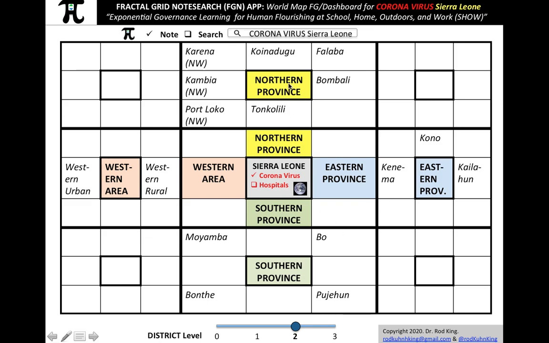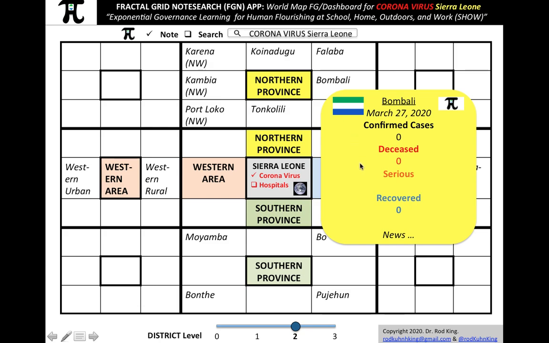For example, in the northern province, if we want to look at the statistics in Bombali, we just need to click there and we can see what's happening there. So this is how you can use the fractal grid map to zoom from the world level down to a district. And you can also zoom to a chiefdom level by dragging Bombali to the center of this Sierra Leone fractal grid, and you will be able to see all the chiefdoms that are associated with Bombali, and you can see the statistics for what you use as a filter.